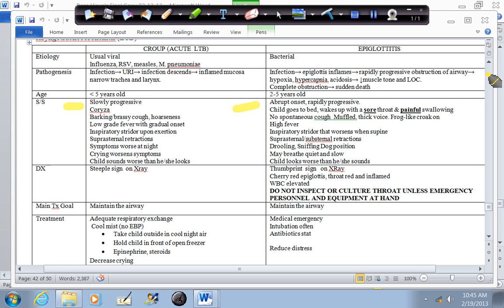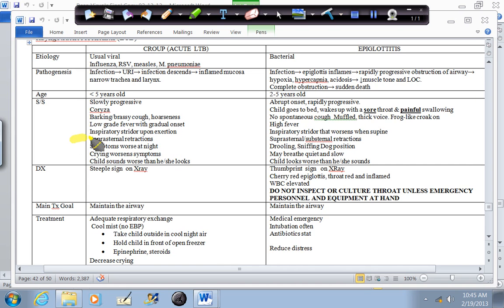The child with croup has a low-grade fever with a sort of gradual onset. The child with epiglottitis has a high fever. There's inspiratory stridor on exertion with croup. And the inspiratory stridor with epiglottitis worsens when the child is put supine onto their back, because the epiglottis tends to slide over the airway in that position. In croup, you'll see substernal retractions.